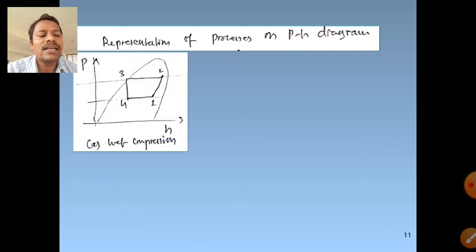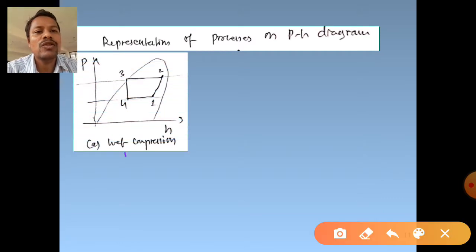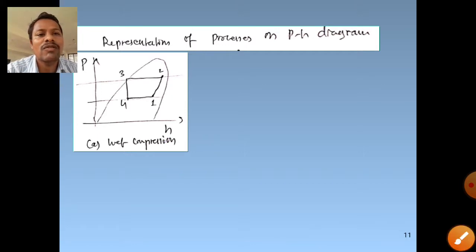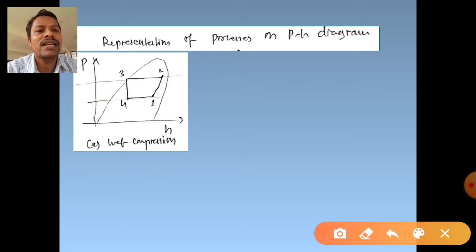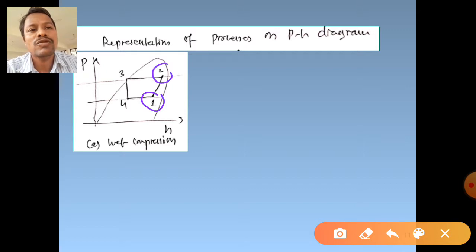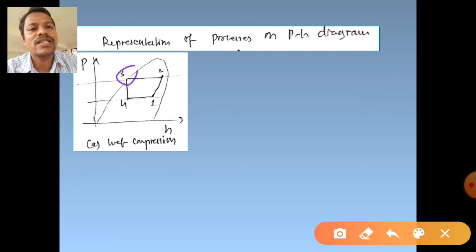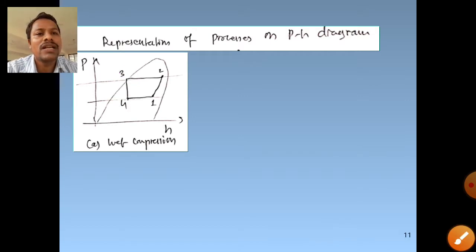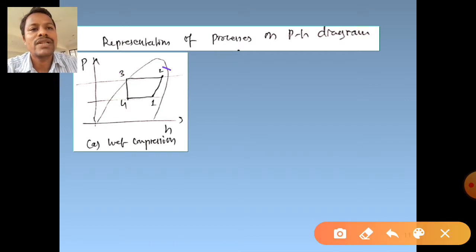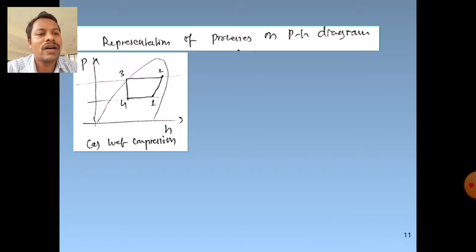Now first case, if the problem statement is related to wet compression, we have solved one numerical on that. If the problem statement says the compression is wet compression, we can mark state point 1 in the wet region only, then state 2 also is in the wet region, then state 3 on the saturated liquid line, then state 4, it's an isenthalpic process we can represent. This is the way we have to represent the state points if compression is wet compression inside the compressor.